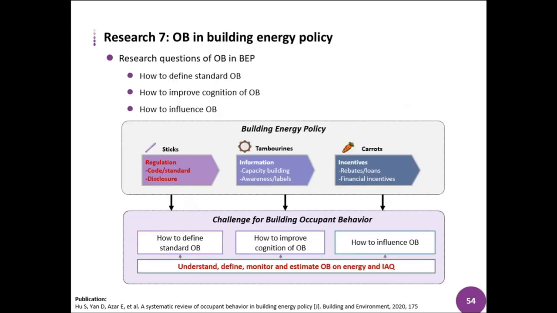So here, coming to the behavior issue part, we also try to identify the behavior in our standard, how we can evaluate people's energy use, and how we can define the standard behavior. But we also need to identify how we can improve the behavior, and how to use a better way to persuade or educate people to behave well. So that is three levels of work in the policy issue.